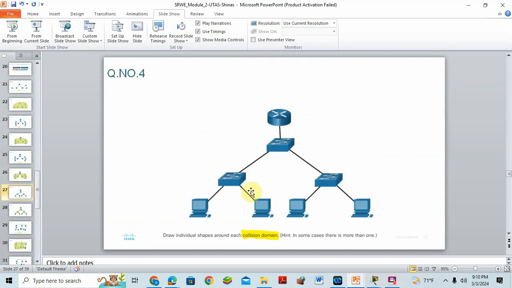After that, collision domain. For this one, how many switches are here? 1, 2 and 3. So how do we count the number of collision domains?